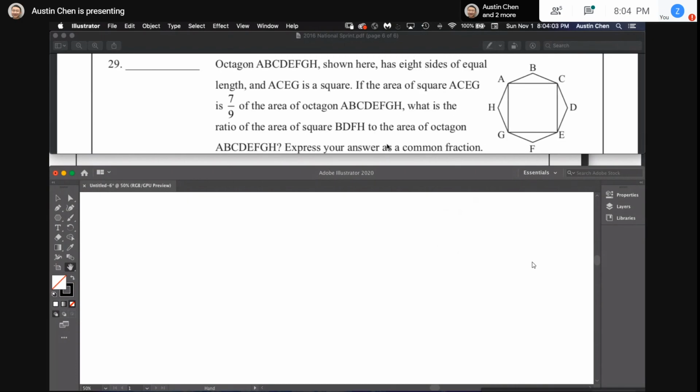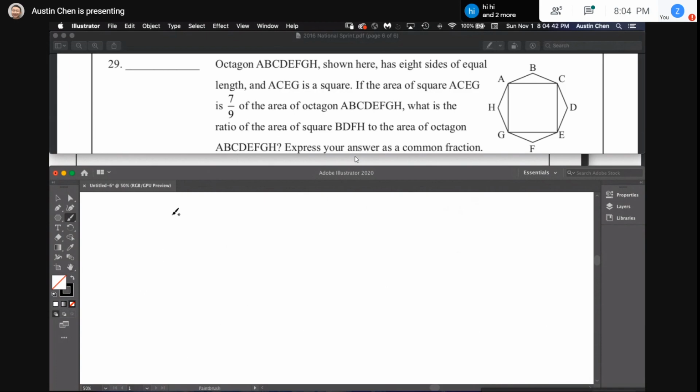Number 29. Octagon ABCDEFGH, shown here, has eight sides of equal length, and ACEG is a square. If the area of square ACEG is 7/9 of the area of the octagon ABCDEFGH, what is the ratio of the area of square BDFH to the area of octagon ABCDEFGH? Express your answer as a common fraction. All right.